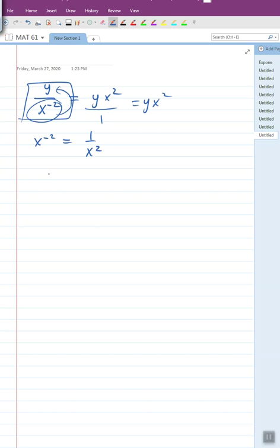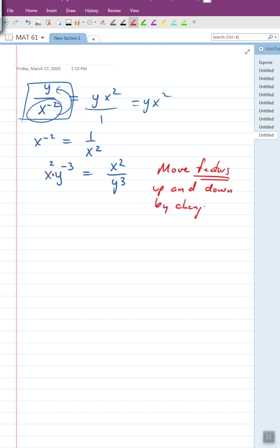Now, notice something here. When I say, x squared y to the negative 3 is x squared over y cubed, because we're doing this move the y to the negative 3 to the bottom of the fraction and switch the sign of the exponent routine. Notice that this works if these two things that are connected are factors. That is, I can only move factors up and down by changing signs on exponents.